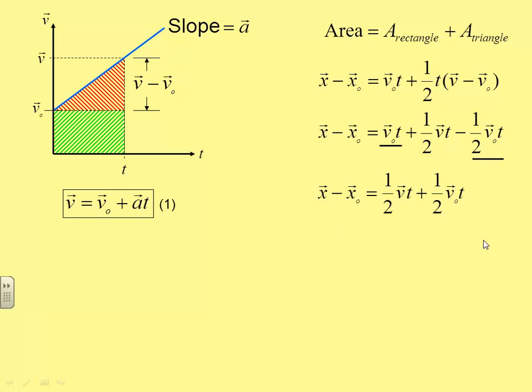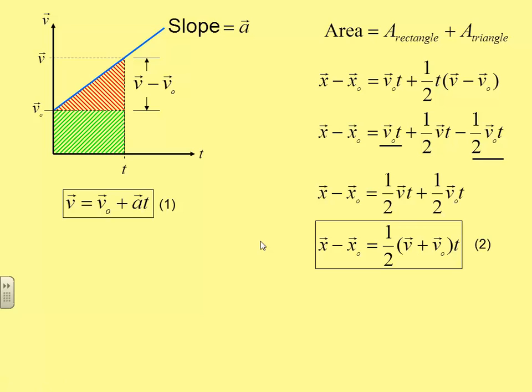And now to make it look like the equation as it's traditionally written, each one of these terms on the right has a 1/2, so I can factor it out. And each one of these terms on the right has a time, so I can factor that out as well. And I come up with what we are going to call our second equation of uniformly accelerated motion. It says the displacement is equal to 1/2 times the quantity final plus initial velocity times the time.